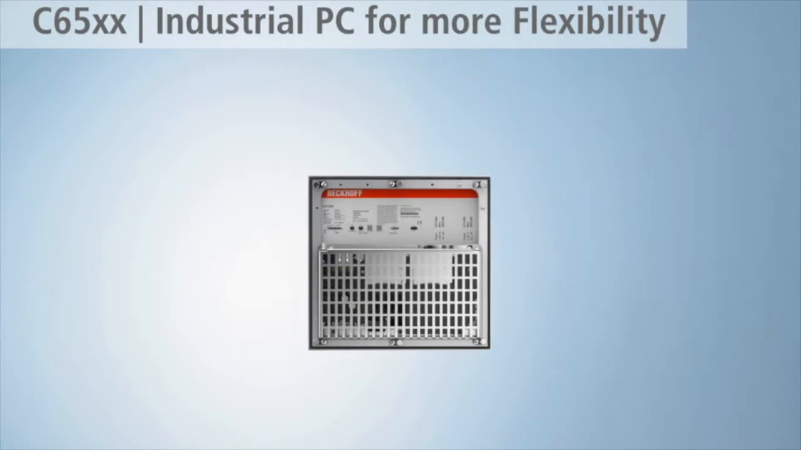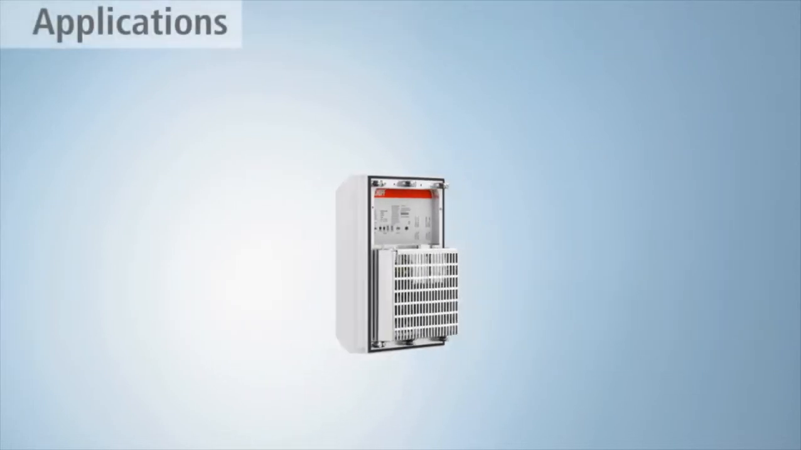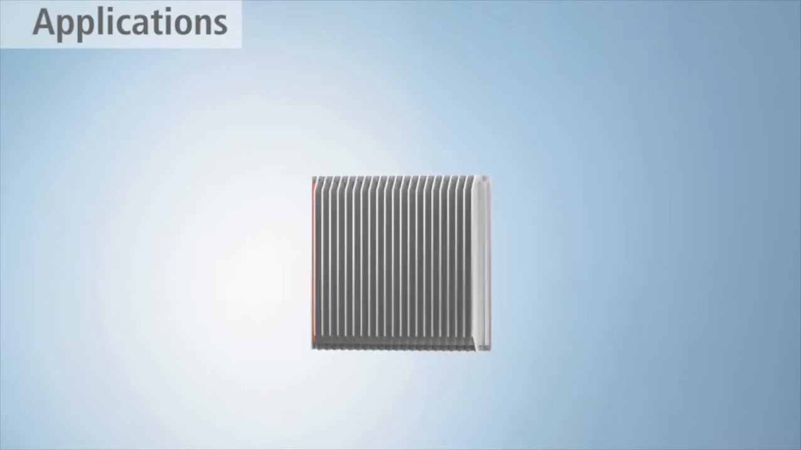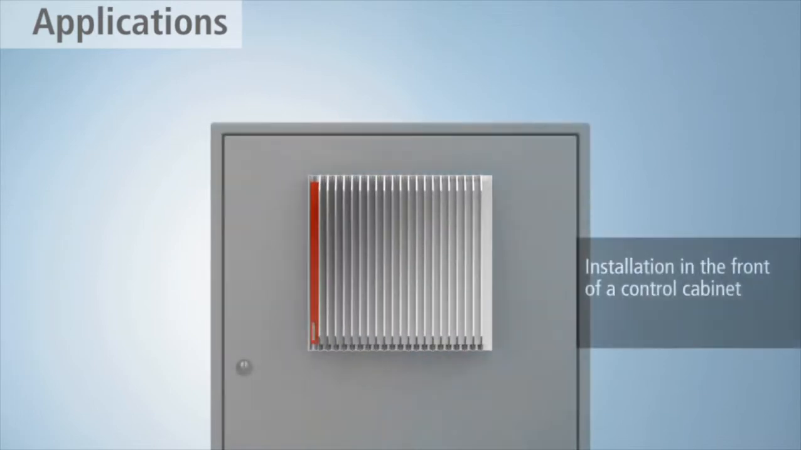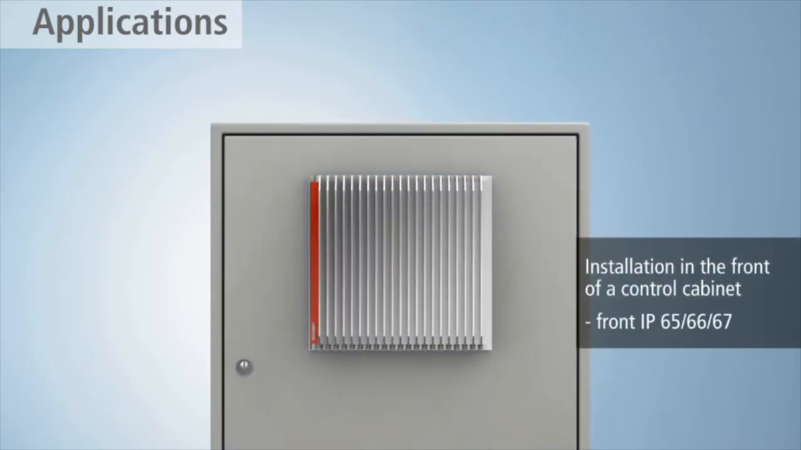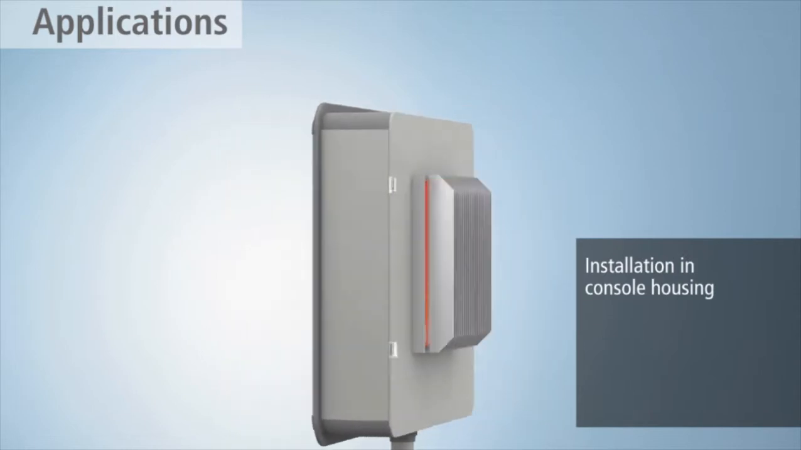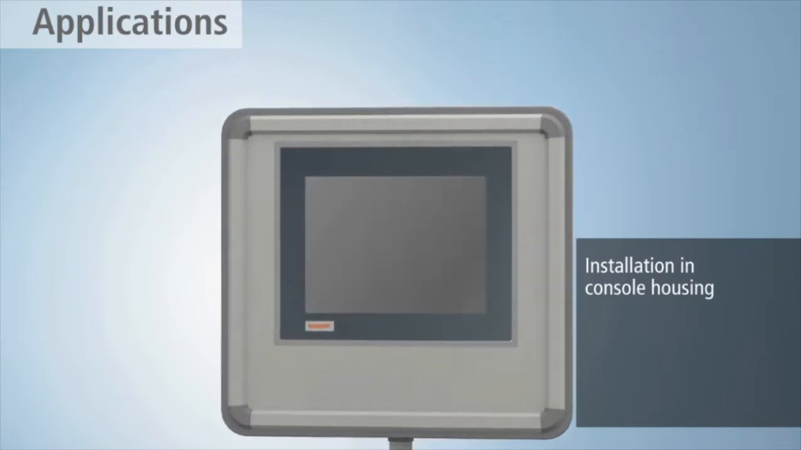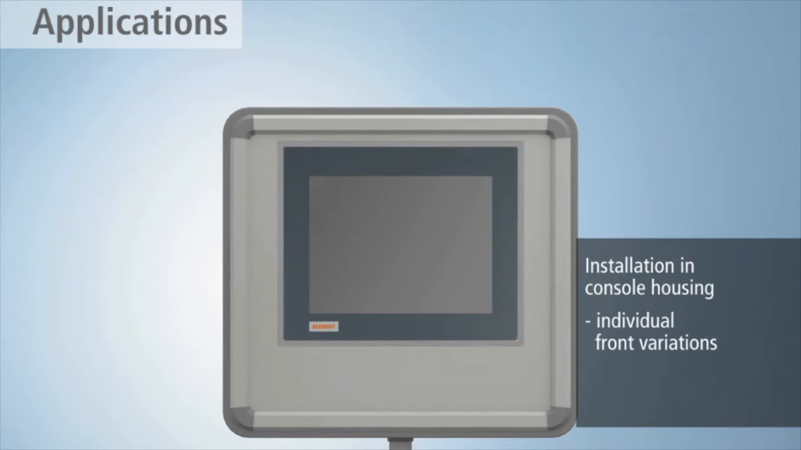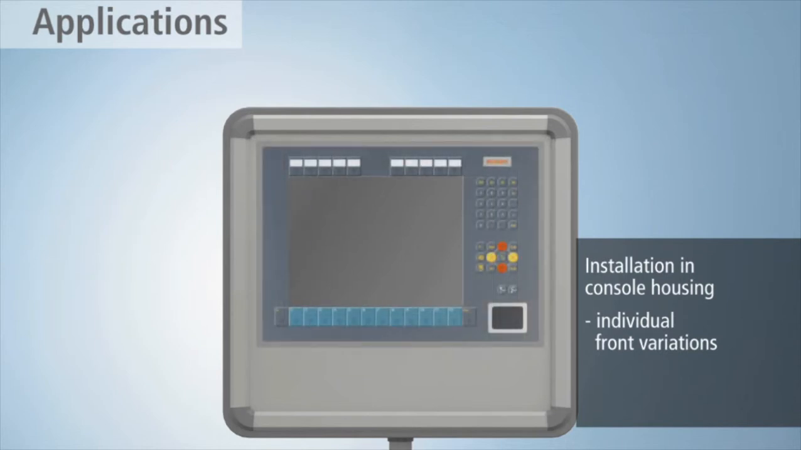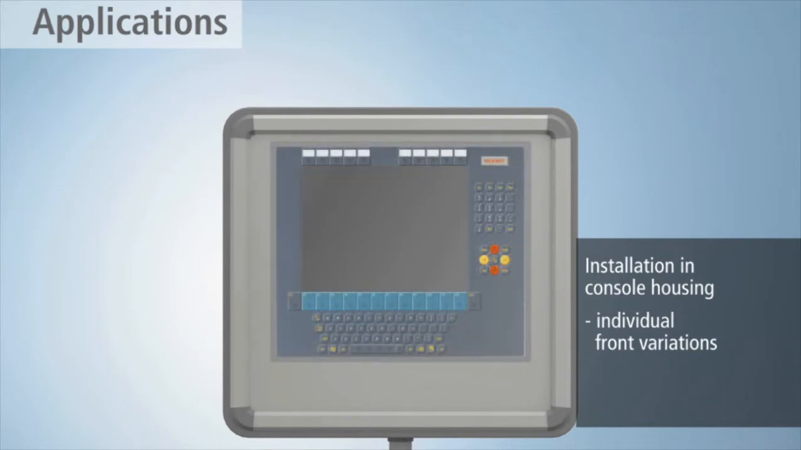A new industrial PC series extends Beckhoff's IPC range. The industrial PCs C6515 and C6525 are designed to be installed in control cabinets or in the rear panel of a control or console housing. The heat reaches ambient temperatures through a suitable cutout in the panel of the control cabinet. Graded seals provide a water and dust-proof IP67 design.